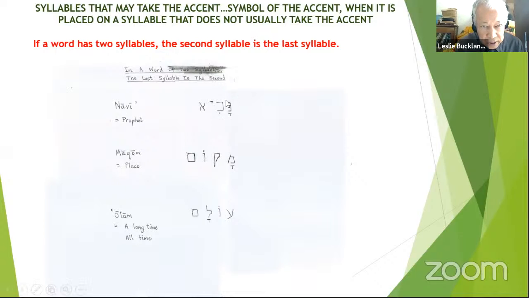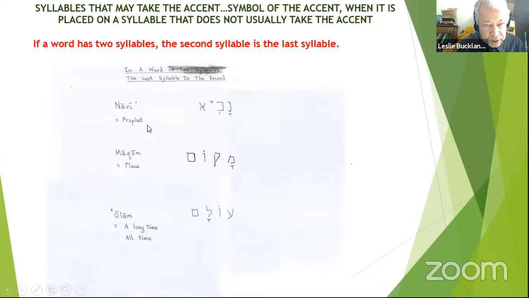The first syllable is na, and the second syllable is v. Notice again, you have two syllables, but you don't see any accent symbol because the Hebrews know it is on this syllable, the last syllable, that the accent should be placed. So we won't have to put any accent mark there.